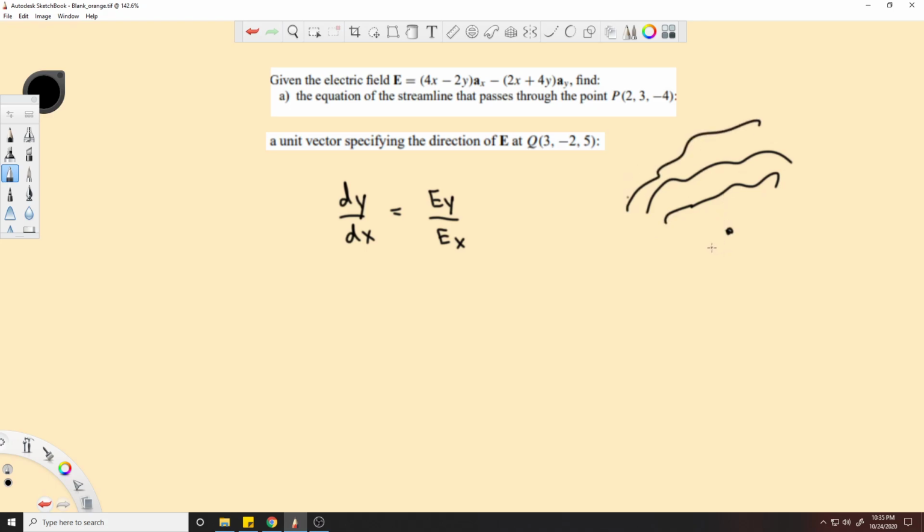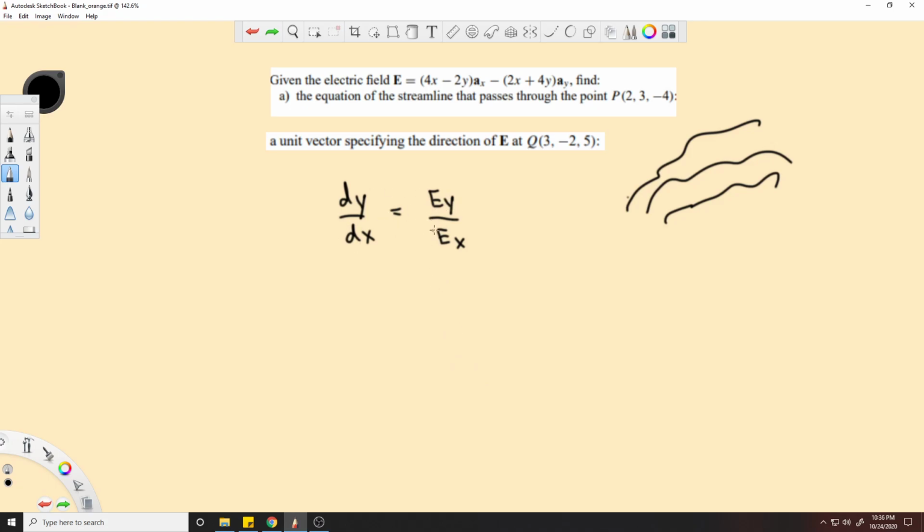When you have a charge and field lines are going out in all these directions, there can only be one line through a point. So that's what we're trying to find. We're trying to find the electric field line, or in this case, they call it the streamline.